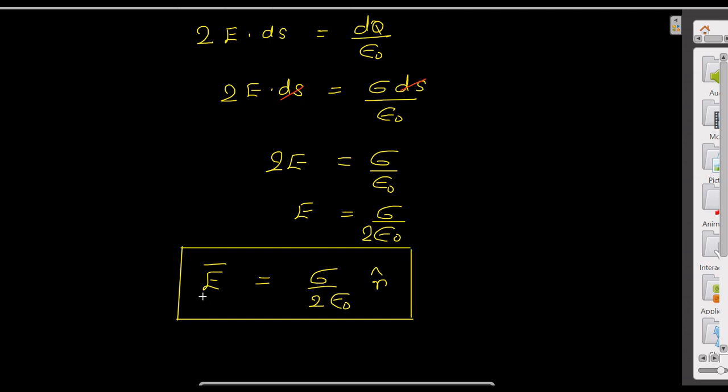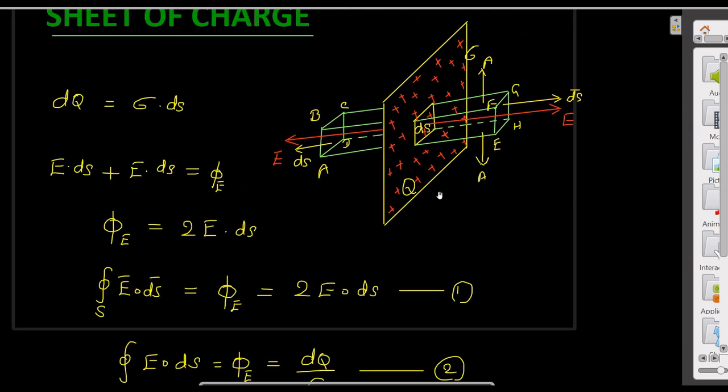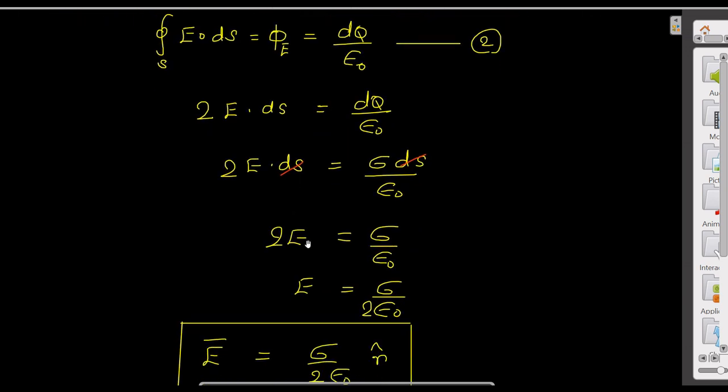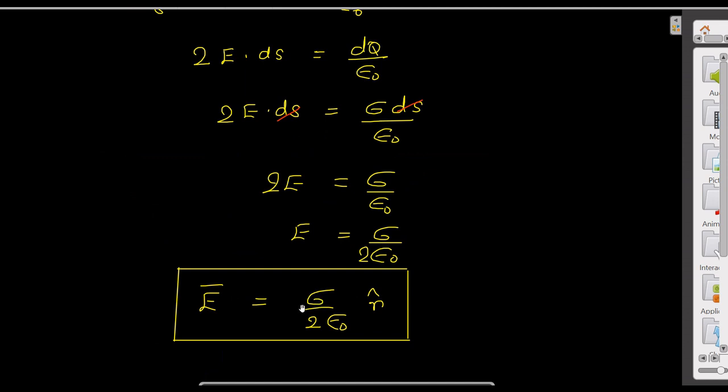So electric field due to a thin sheet of charge depends on surface charge density sigma and absolute permittivity epsilon naught.